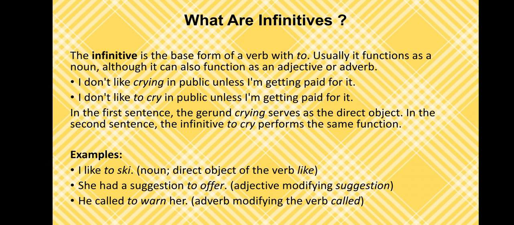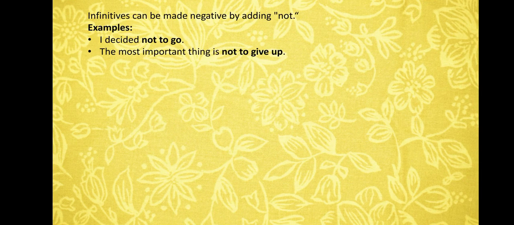So, I like to ski. Here, the direct object of the verb is like. She had a suggestion to offer. Here the infinitive is an adjective modifying the suggestion. He called to warn her. Here, to warn is an infinitive acting as an adverb modifying the verb called.